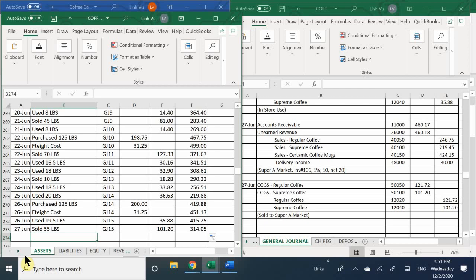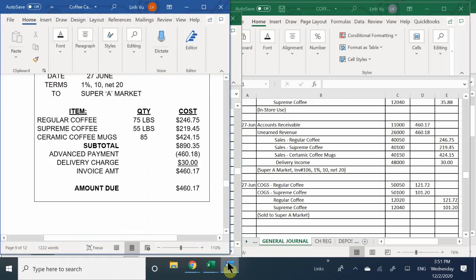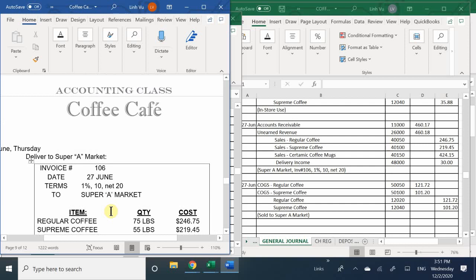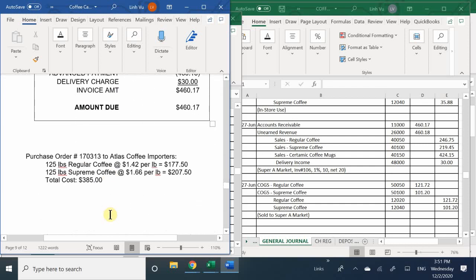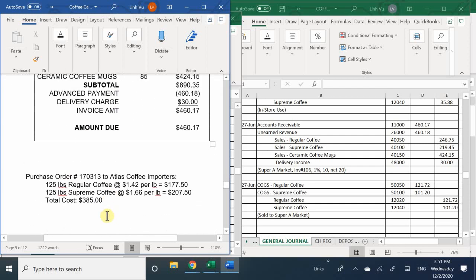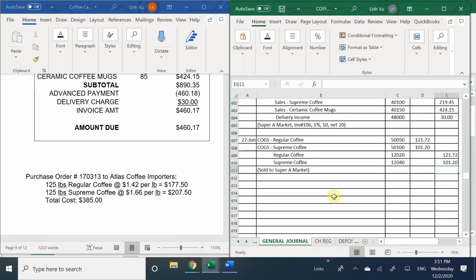Okay, so now back to the scenarios. We just finished delivering to Super A Market. Here is the next transaction. On the 27th, purchase order number 170313 to Atlantis Coffee Importers: 125 pounds of regular coffee at $1.42 per pound for $177.50, and 125 pounds of Supreme coffee at $1.66 per pound for $207.50. Total cost comes to $385 even.